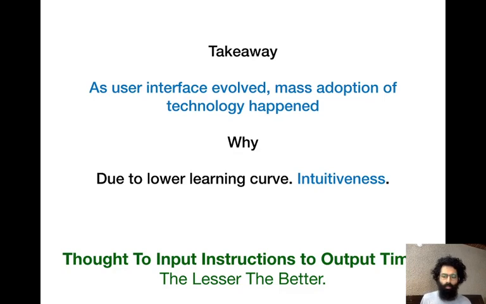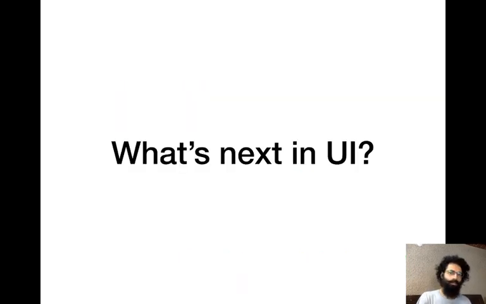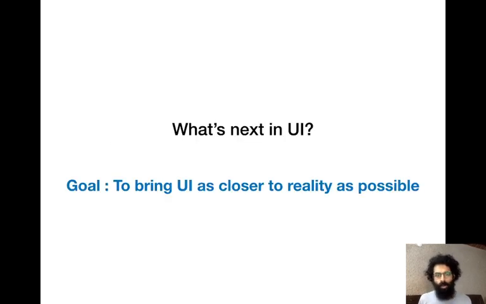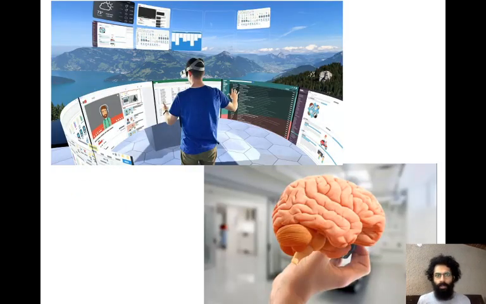So where are we heading next? We have keyboard, we have mouse, and then we have touch screen interaction. The goal of this new UI is to bring it as close to reality as possible. So I see something on the phone and I just tap it, right? So it's very real rather than moving something with my hand. And this is sort of how the future looks like.